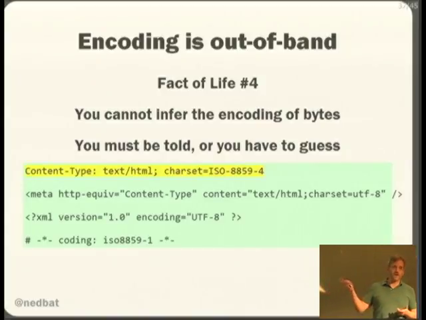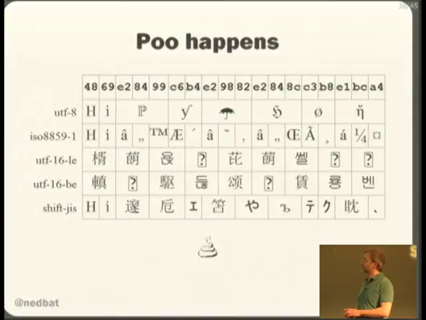Lots of protocols have ways of specifying the encoding. This is an HTTP header, this is an HTML meta tag, this is an XML declaration, and this is a coding declaration from the top of a Python file. There are lots of different ways that protocols give you to specify the encoding. But simply looking at a stream of bytes without knowing anything about it, you can't tell what encoding it is.